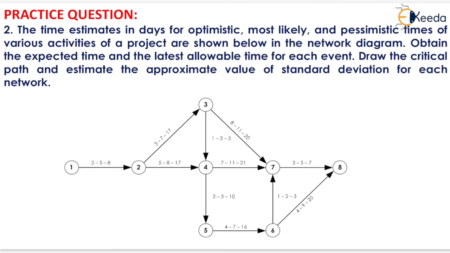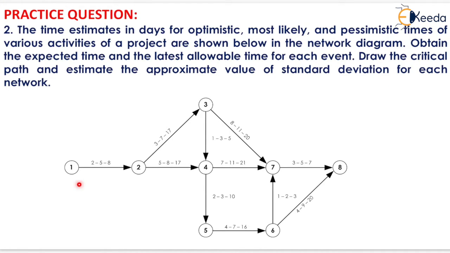The question is given as: the time estimates in days for optimistic, most likely and pessimistic time of various activities of a project are shown below in the network. Obtain the expected time and the latest allowable time for each event. Draw the critical path and estimate the approximate value of standard deviation for each network.